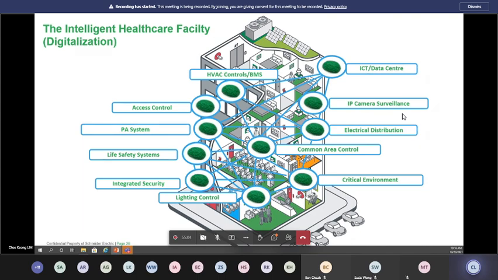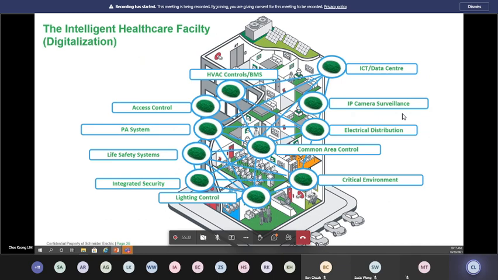If you want to, we can spend a whole other session to discuss this. We talk about protocols, we talk about logics, we talk about the correct information or data to be shared. That's a whole different story. But what I'm trying to say is, in Schneider Electric, when we talk about digitalization, it is the process of making sure systems are connected and at the same time they are interacting and interoperating. Only when we achieve that can we say that we do have intelligent healthcare.